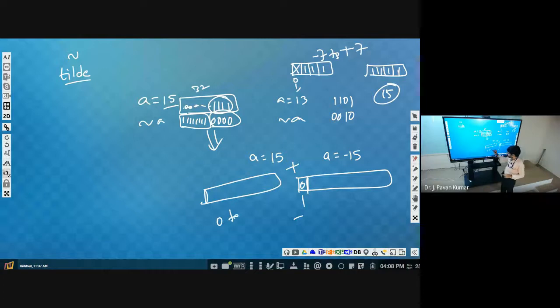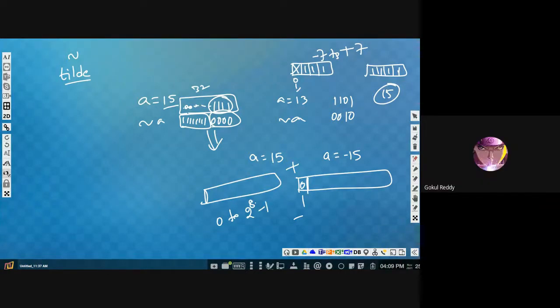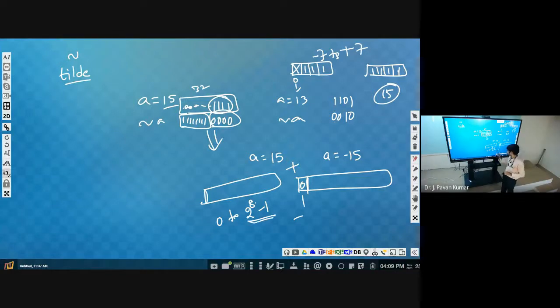We can store 0 to 2 power 8 minus 1. This is the maximum value that we can store, 2 power 8 minus 1. 4 bits means 2 power 4 minus 1, 2 power 4 is 16, minus 1 is 15. Similarly, 2 power 8 minus 1: 256 minus 1, 255. 0 to 255 values we can store.